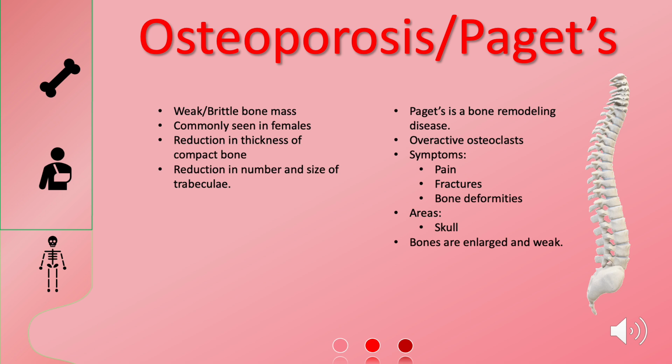Paget's is a bone remodeling disease. This happens when there is an overactive osteoclast. The symptoms of Paget's disease include pain, fractures, and bone deformities. The areas that are commonly affected are the skull, pelvic bone, spine, and legs. Osteoporosis and Paget's are different diseases. Osteoporosis causes brittle bone, however, bones are enlarged and weak in Paget's disease.